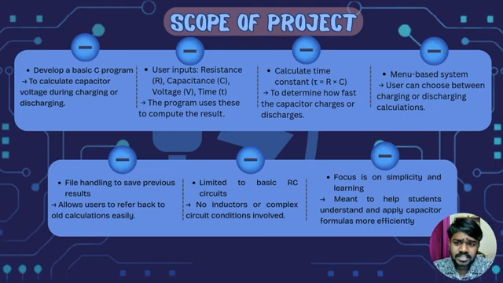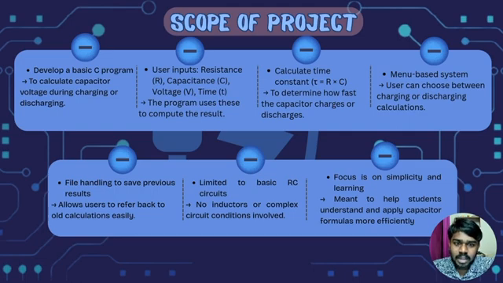The third one is calculating the time constant. The formula is tau equals R multiplied by C. It determines how fast the capacitor charges or discharges. In this program, it will automatically calculate the time constant denoted by tau. This is a key concept in RC circuits as it determines how quickly the capacitor charges or discharges. A higher tau means a slower response and vice versa.